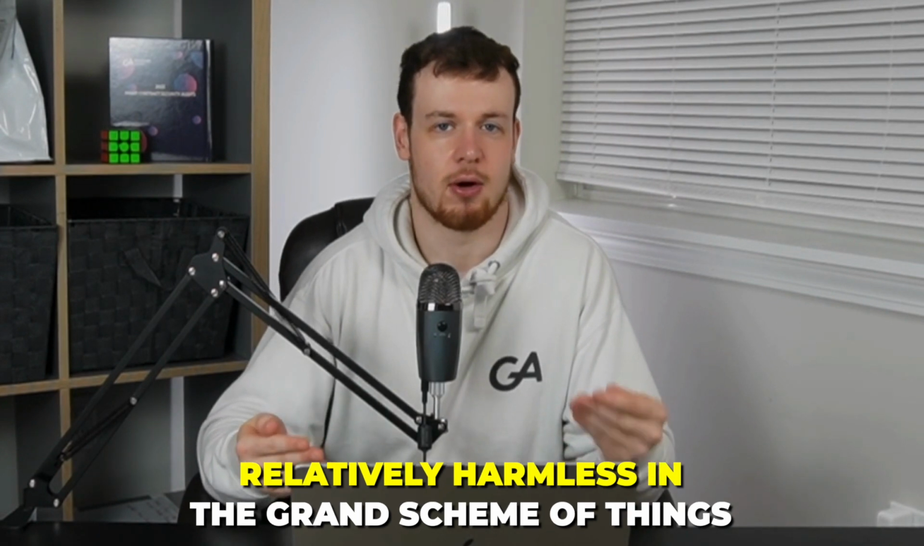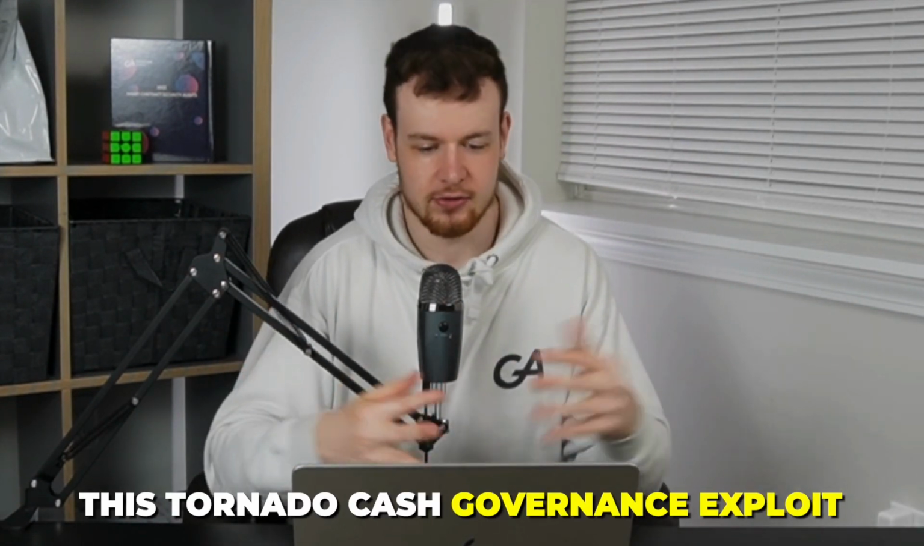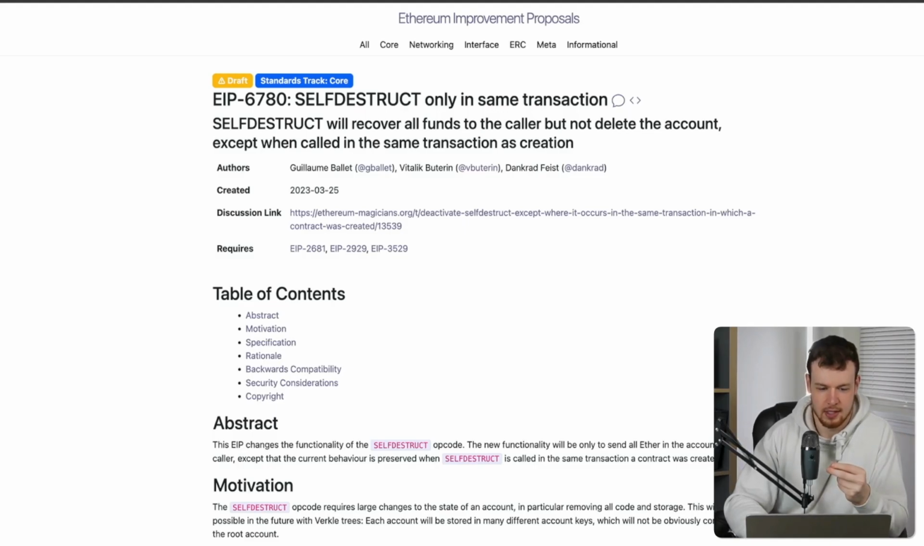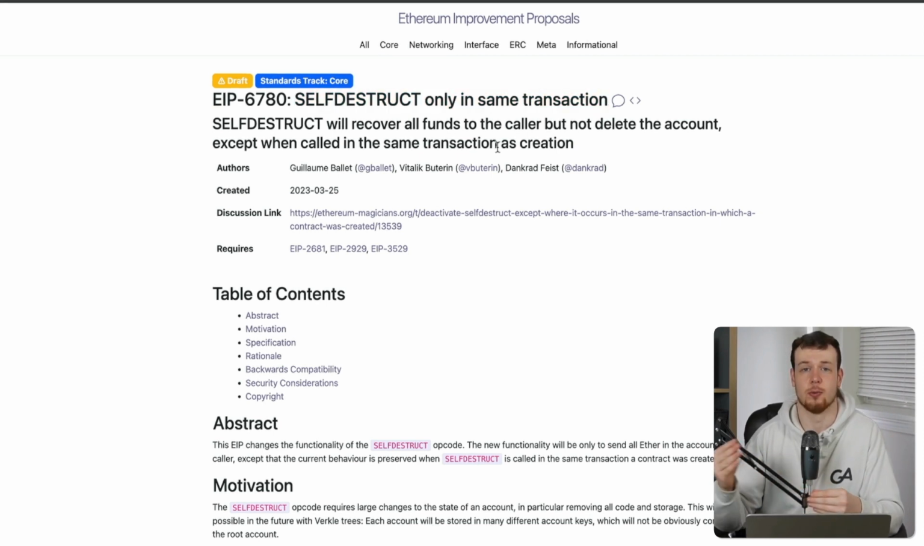So metamorphic contracts have existed in this capacity for a little while now, and so far they've been relatively harmless in the grand scheme of things, without any huge exploits going on until, of course, this Tornado Cash governance exploit. And I think that has spurred on and motivated this new EIP 6780. If we take a look at this new EIP 6780, we can see that what this EIP does is it only allows self-destruct to actually remove the code at that address if the self-destruct opcode is called within literally the same transaction as the creation of that contract.